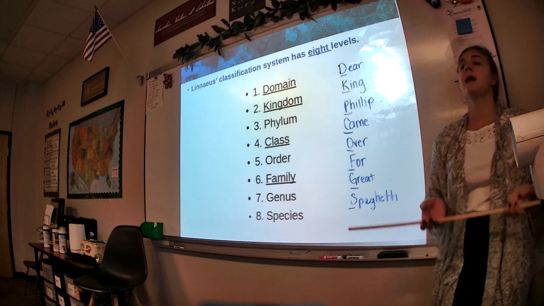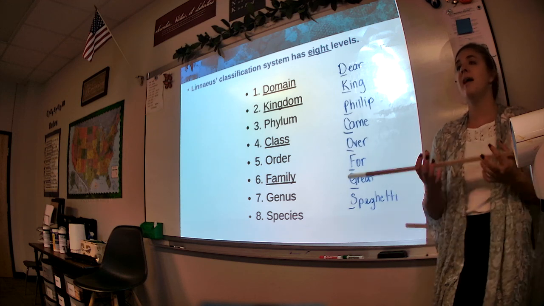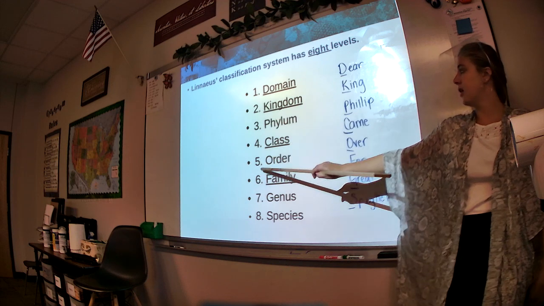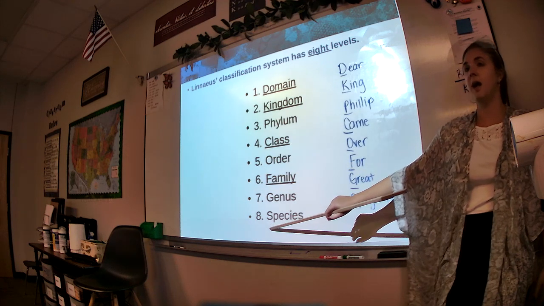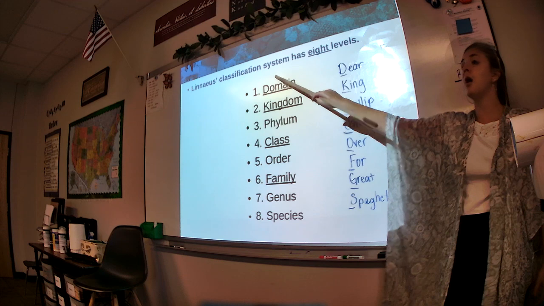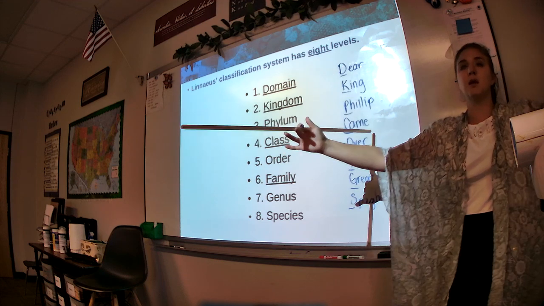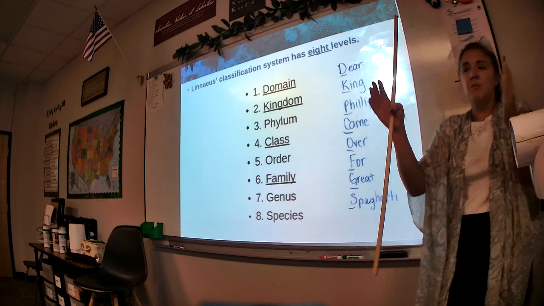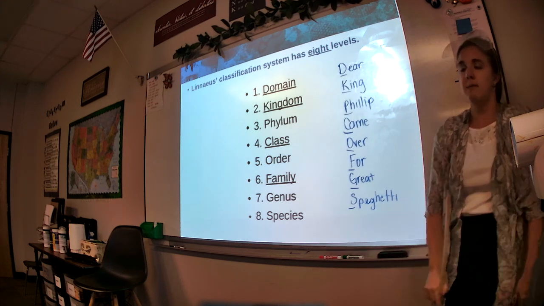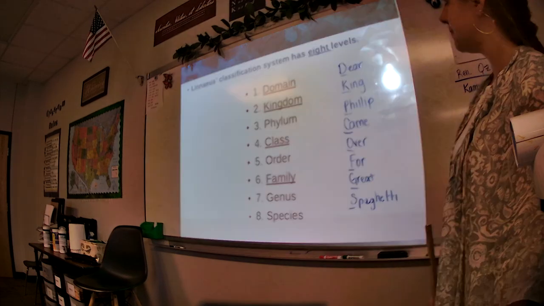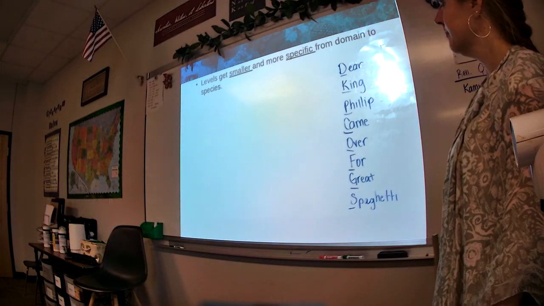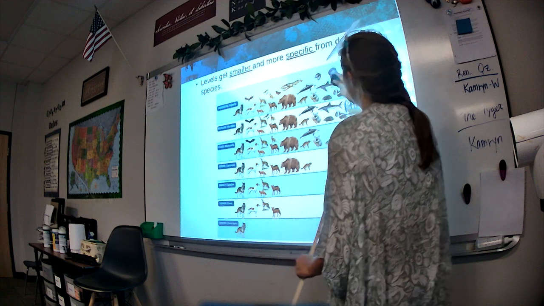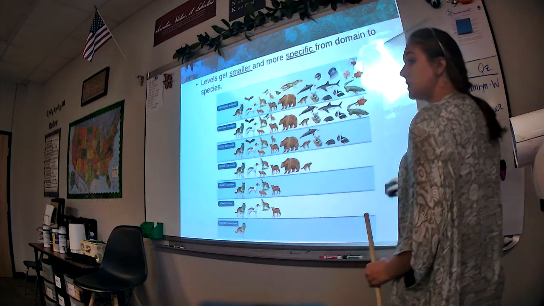Now, it is true that every single organism will have a certain group it falls into on each level. These are the most broad, containing lots of animals in one category. The smaller you go, the fewer animals there are in each group. Okay, let me show you an example. Levels get smaller and more specific from domain to species.